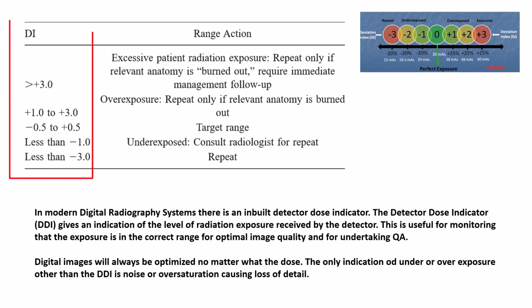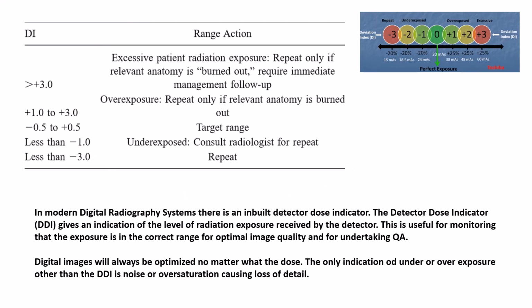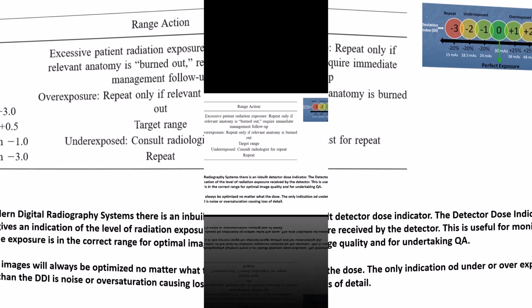In modern digital radiography systems, there is an inbuilt detector dose indicator. The detector dose indicator, or DDI, gives an indication of the level of radiation exposure received by the detector. This is useful for monitoring that the exposure is in the correct range for the optimal image. It is important to understand that the image that you're looking at on your monitor after exposure has been corrected by the computer to appear like the image that you requested. The DDI reflects the actual exposure the patient received.